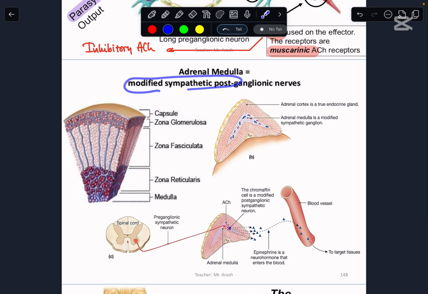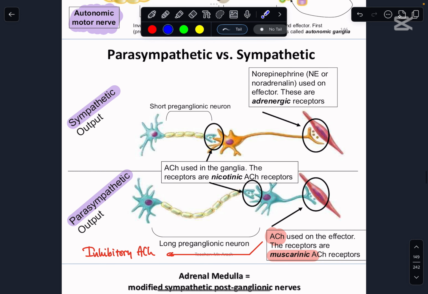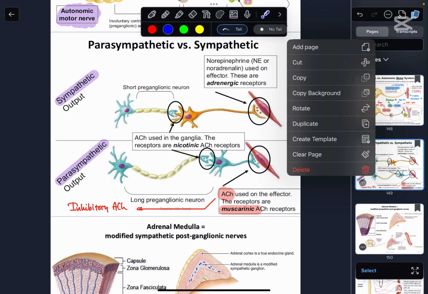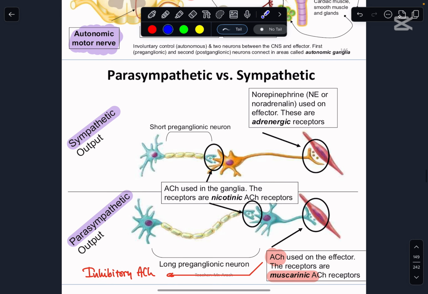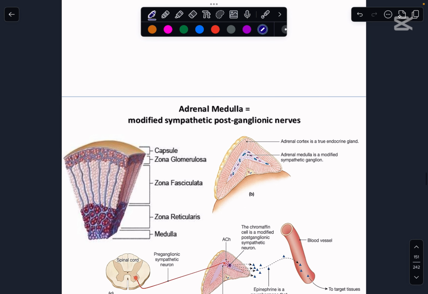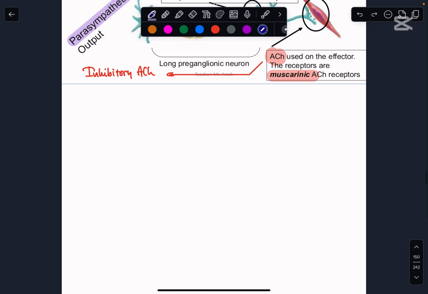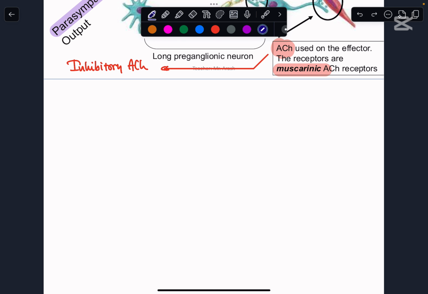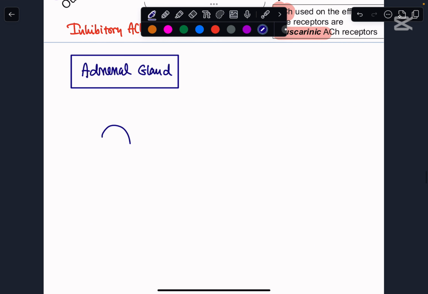Okay, so next we have what we call the adrenal medulla, which is basically, as you can see here, modified sympathetic postganglionic nerves. If you remember this picture that I drew, I'm going to draw it again myself. Before I talk about the adrenal gland, first of all, where is the adrenal gland and what is it? Well, the adrenal gland is located on your kidneys, right here on the top of the kidney.